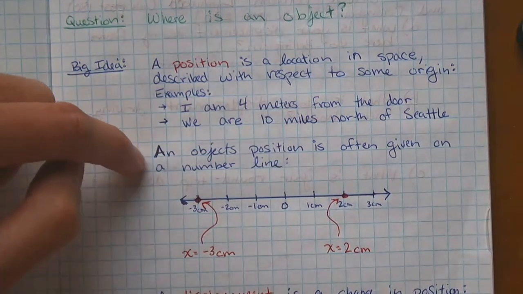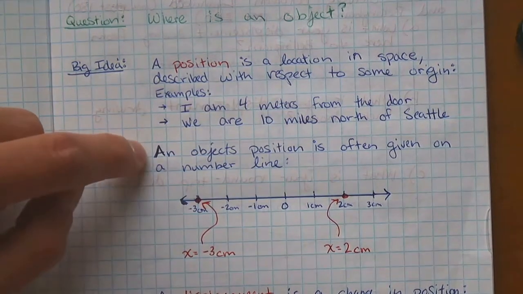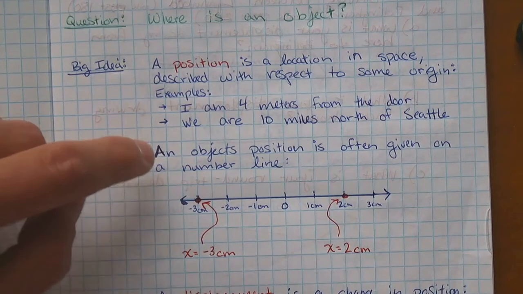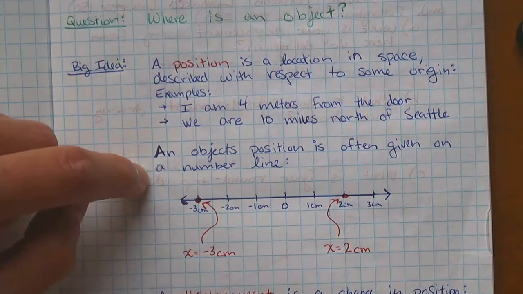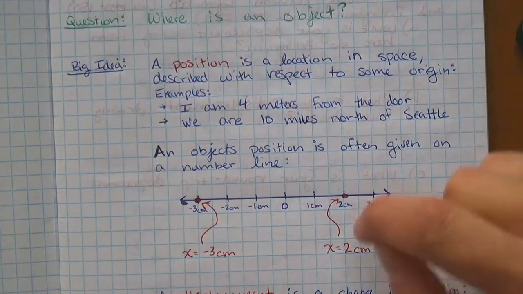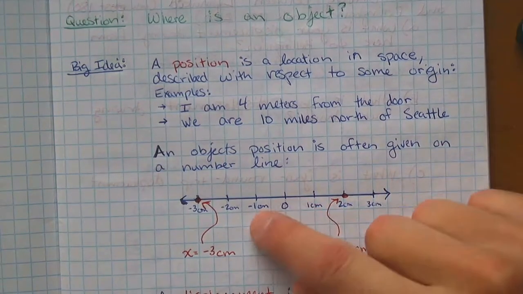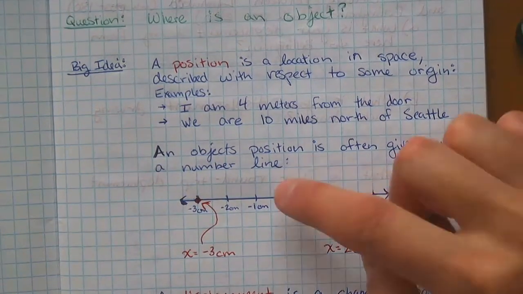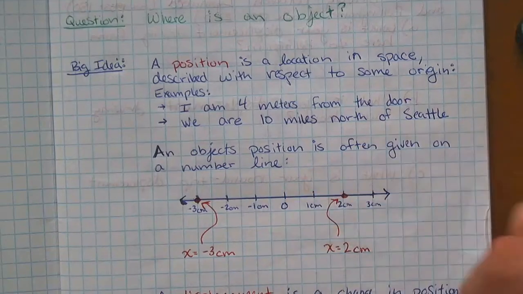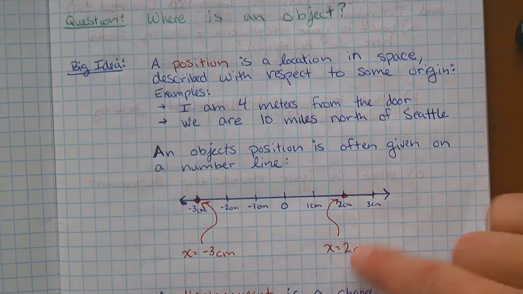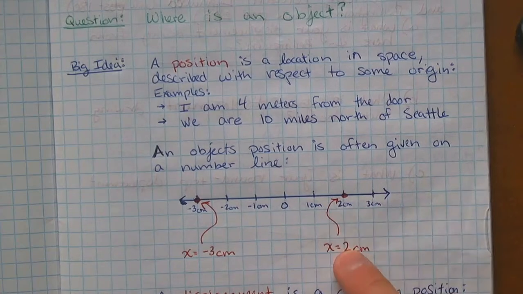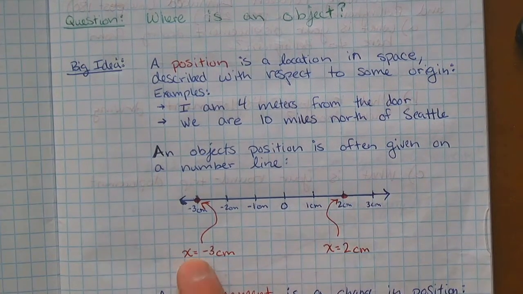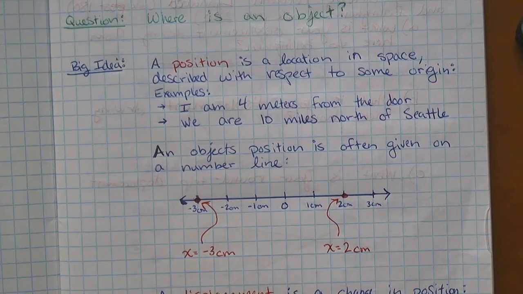In physics, we're going to use a number line. We're going to think about things in terms of a number line. An object's position is often given on a number line, meaning you have some negative numbers over here, positive numbers here, and zero, the origin, in the middle. Your position, which we use an x to describe, would be, like, here's x position 2, and here's x position -3. So that's position, pretty straightforward.